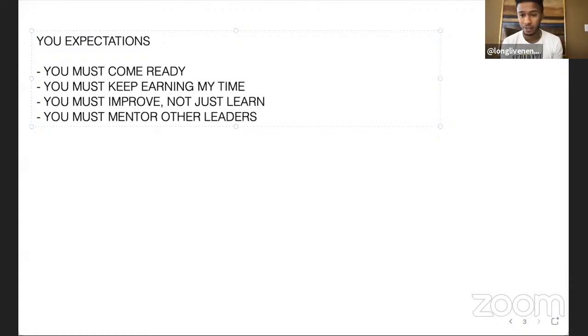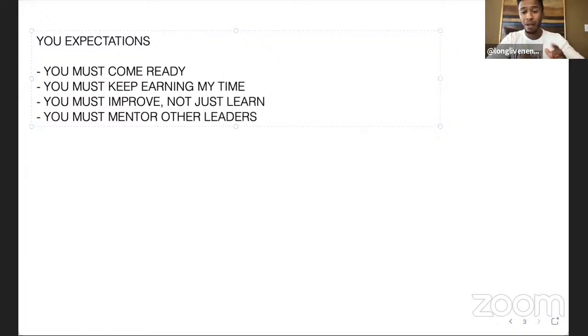You must come ready every day. You must keep earning my time. You must improve, not just learn. I don't want to just jump on these calls with you, teach you, and you not improve. I want to see improvement. I want to know that you applied the information, that you read the books, that you listened to the audios, that you went and applied the recruiting tactics that I taught you. And not only that, that you're also teaching it to other people. You understand what I'm saying, guys?